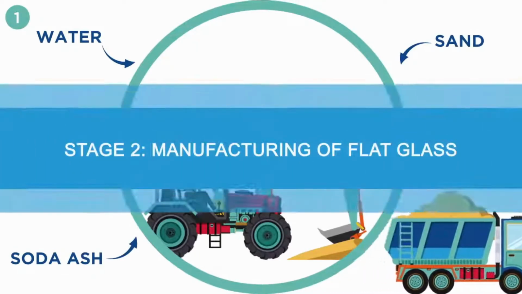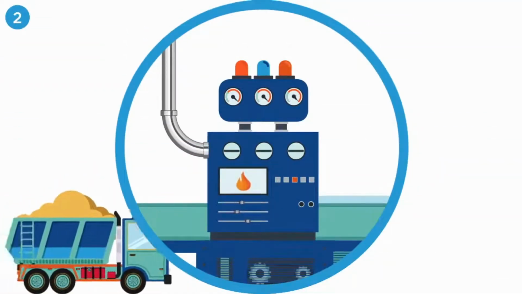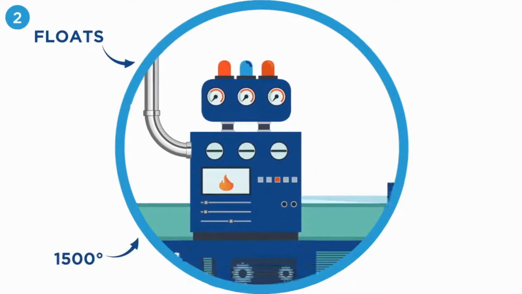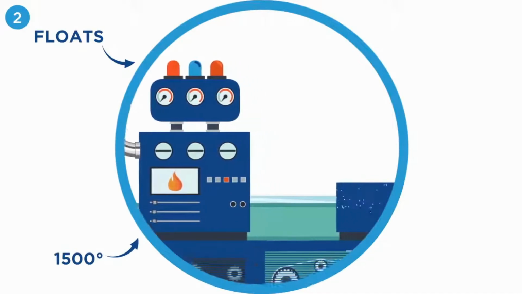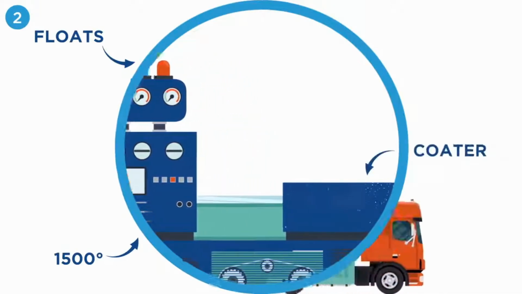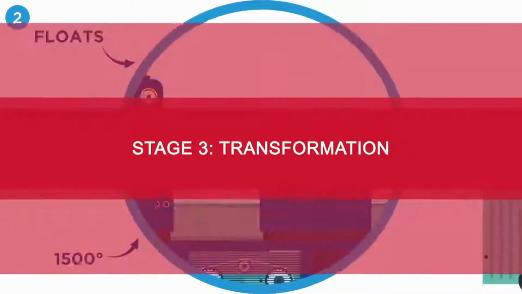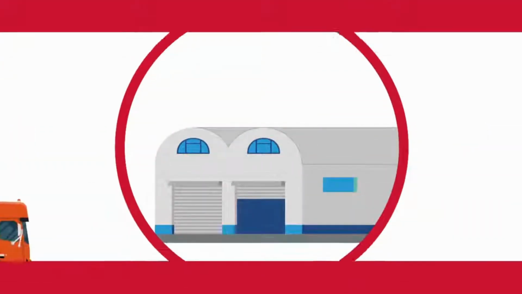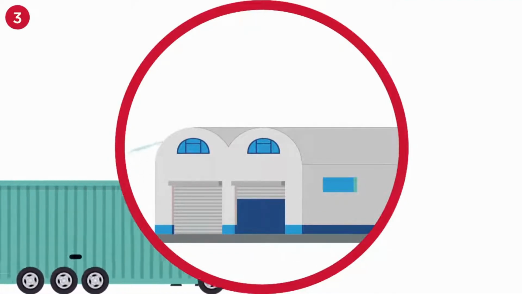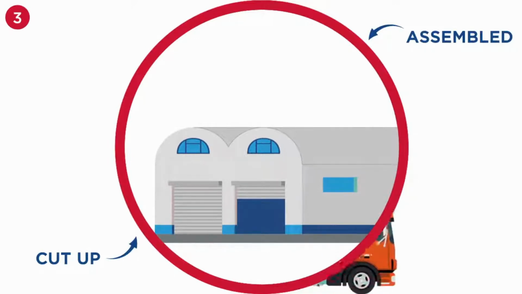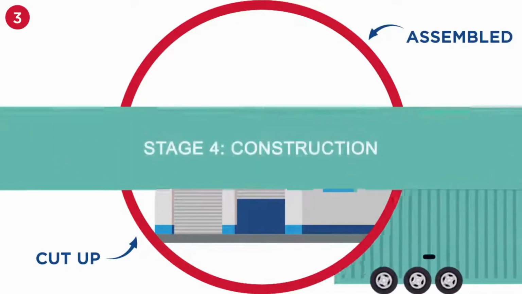Stage 2. Manufacturing of flat glass. The raw materials are shipped to factories called floats, where they are melted in large kilns at high temperatures. The surface of the glass is then treated with coatings in the coater to improve its properties. Stage 3. Transformation. The glass is shipped to transformation facilities where it is cut up and assembled according to how it will be used.